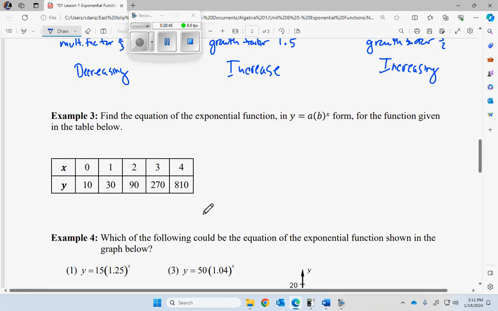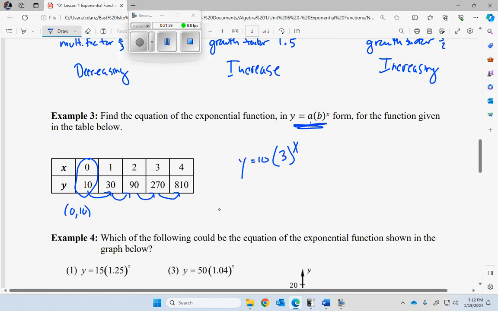And example 3, find the equation of the exponential function in this form. Remember, a is my y-intercept and b is my multiplying factor from the table below. So important when I was telling you what the y-intercept was, remember how I was writing it as a point? So 0, 10. 10 is the y-intercept. So y equals 10 times. Now just look at the outputs. What's the growth factor? It is growing, isn't it? Yeah, it's 3 to the x power. That's it.